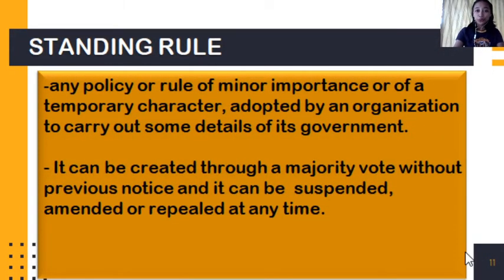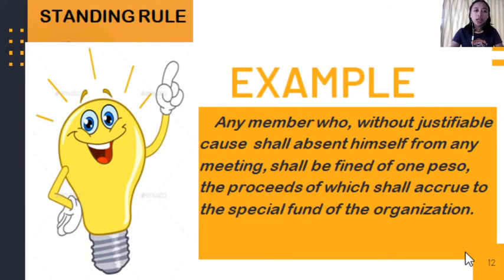Next is standing rule. So, have you noticed, I've discussed the subjects now covered by the bylaws, including the standing or special rule. So, standing rule is any policy or rule of minor importance or of a temporary character adopted by an organization to carry out some details of its organization. I have an example here of a standing rule. Any member who, without justifiable cause, shall absent himself from any meeting shall be fined 1 peso, the proceeds of which shall accrue to the special fund of the organization. So that is an example of standing rule.